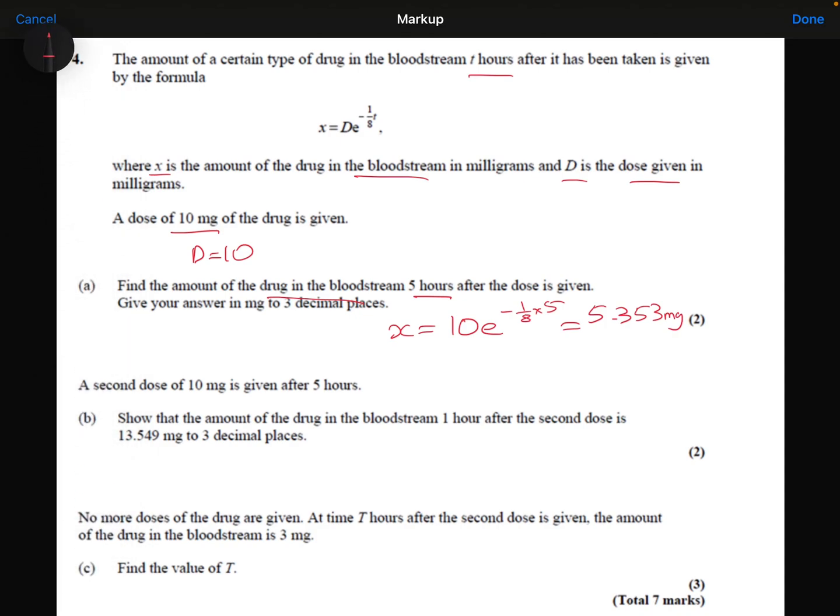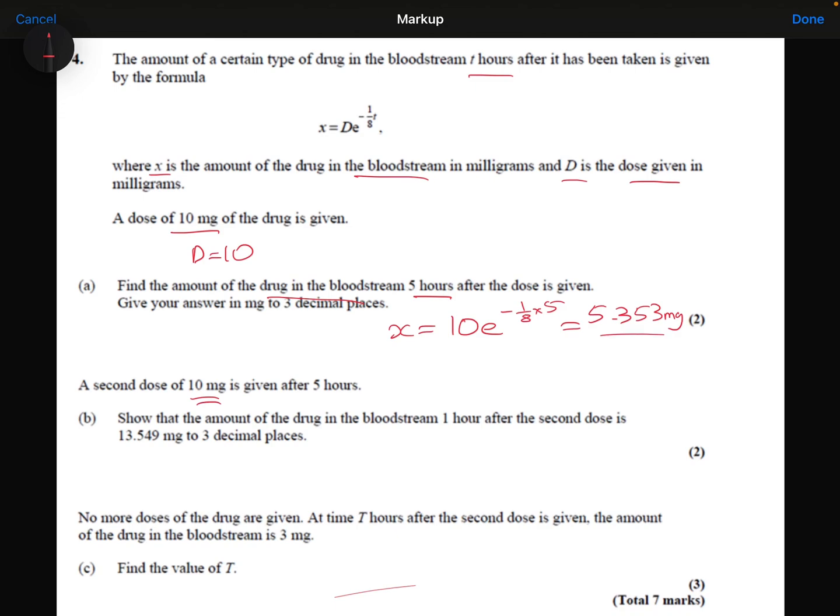A second dose of 10 milligrams is given after 5 hours. Part B. Show that the amount of the drug in the bloodstream 1 hour after the second dose is 13.549 milligrams. So, after 5 hours, a second dose is given.